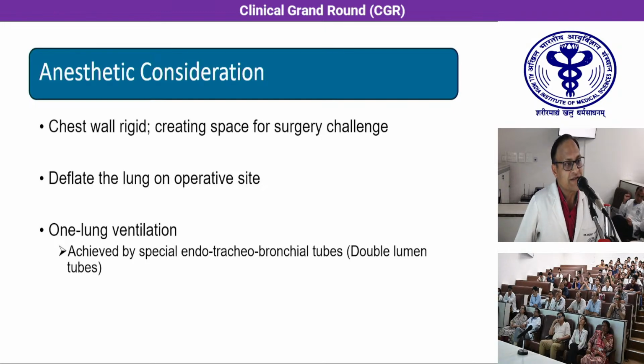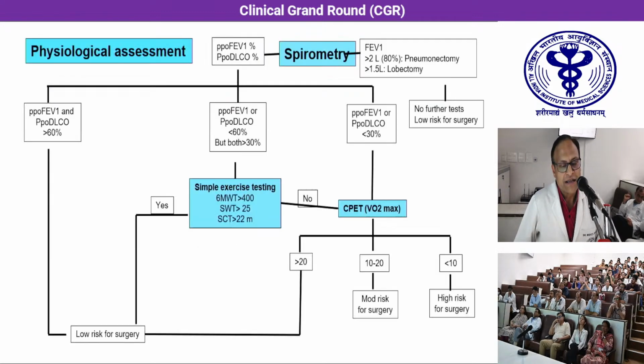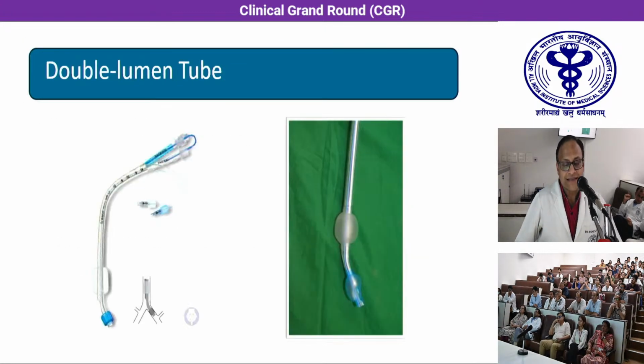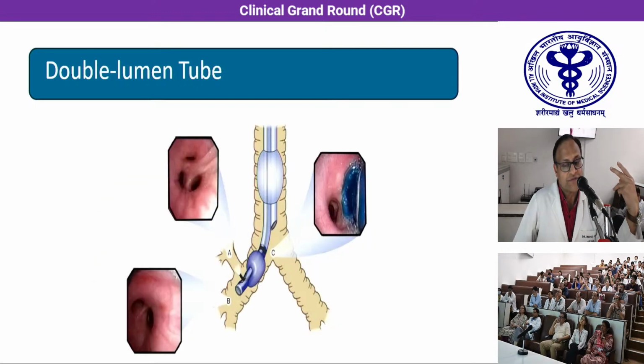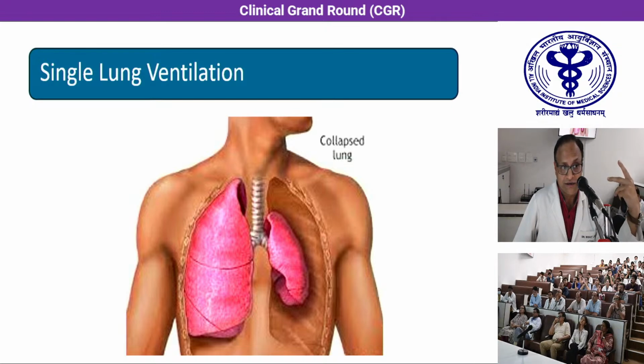So this has to be achieved by something called one-lung ventilation, and this tube helps in that. It's like a tube in a tube where one lumen remains in the trachea, the other lumen goes in the bronchus, and by selectively clamping one or the other end of it, we achieve selective ventilation of one lung or the other. So this is how, when the lung is deflated, we can create some space in the chest and we can work.